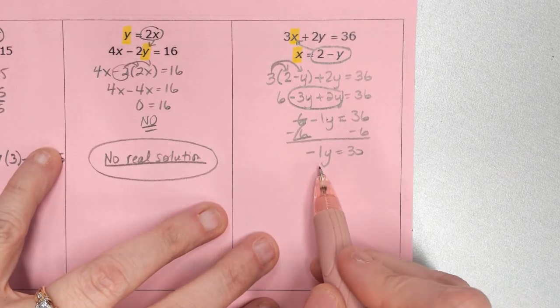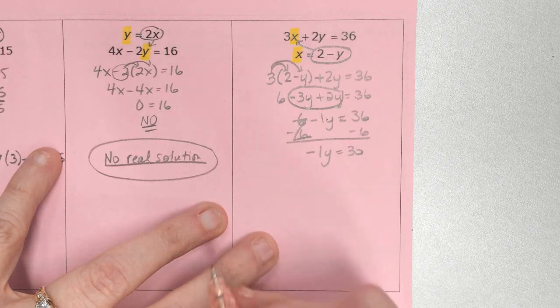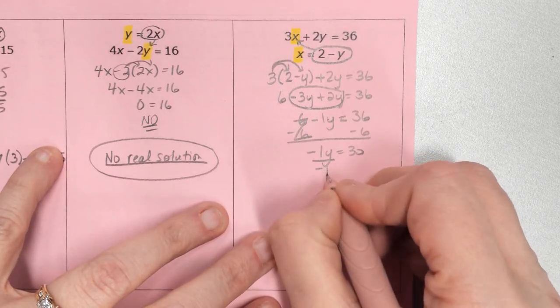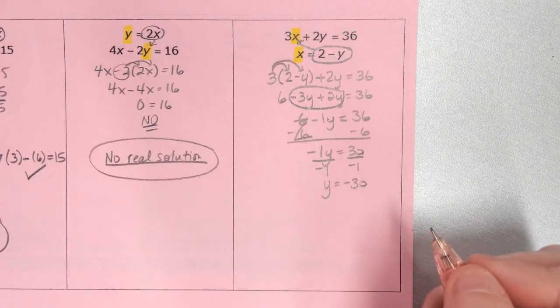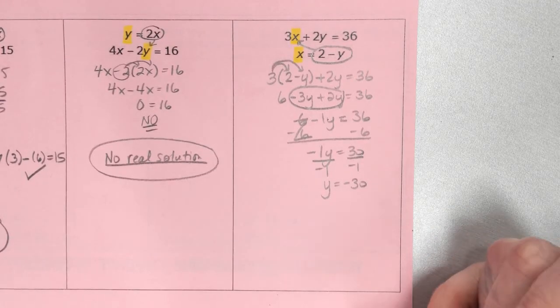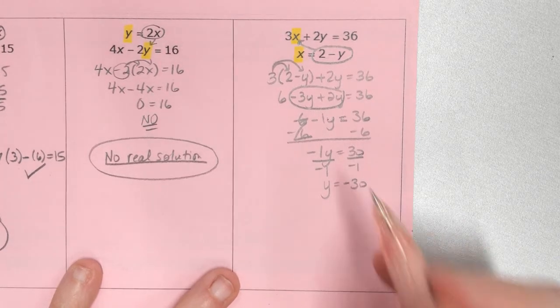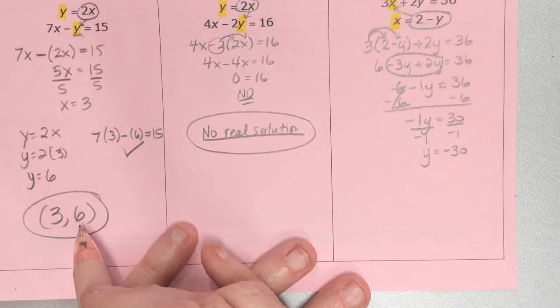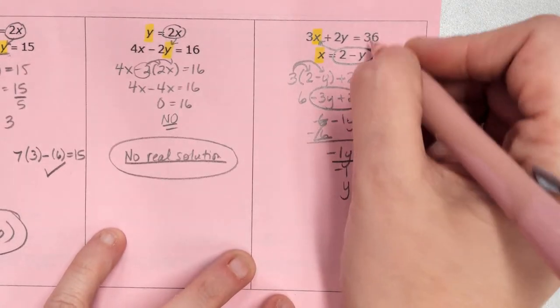Big mistake I see you guys make right here. You bring down the 1y, but you forget about the negative. Remember, that matters, okay? I divide everything by negative 1, and I get y equals negative 30, okay? If this was an inequality, I'd be flipping the sign, but it's not, so I'm not worried about that. Okay, so my y is negative 30. Remember, I don't just want to know what y is, I want to know what x is also. So I think y is negative 30, but I need to come back.